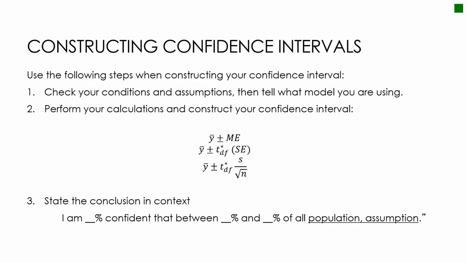So let's take a look at the steps when I'm creating a confidence interval. First, we're going to check the assumptions and conditions and tell the model that we're using. And of course, this week, the model that we are using is going to be the student's T model. And the test that I'm using is going to be a one sample T interval and later a one sample T test. Perform my calculations.